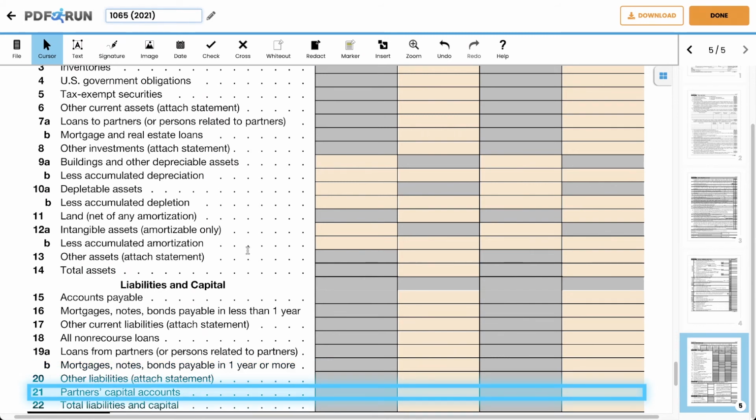Line 21, Partners' capital accounts. Enter the balances of partners' capital accounts. Line 22, Total liabilities and capital. Enter the total balances of liabilities and shareholders' equity.